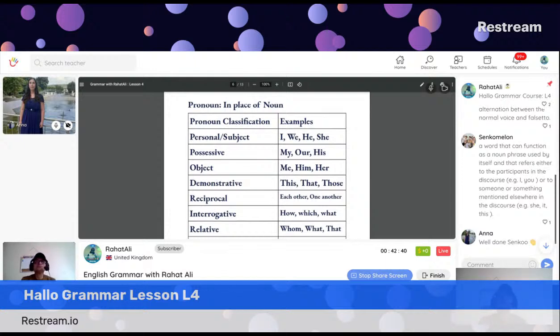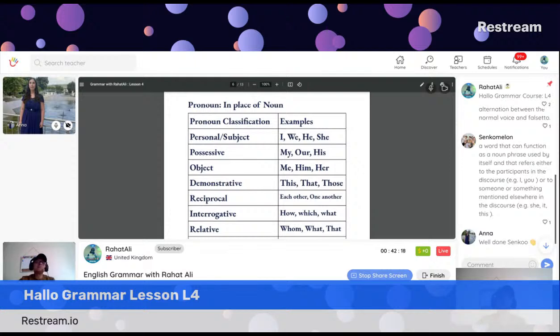Then possessive, when it means that this thing is under mine, under yours, or under anyone's. Like it is my book. That means the book is under my possession. It is your book. It is Anna's book. When it comes to a proper noun, we use an apostrophe with s to show that it is under your possession.